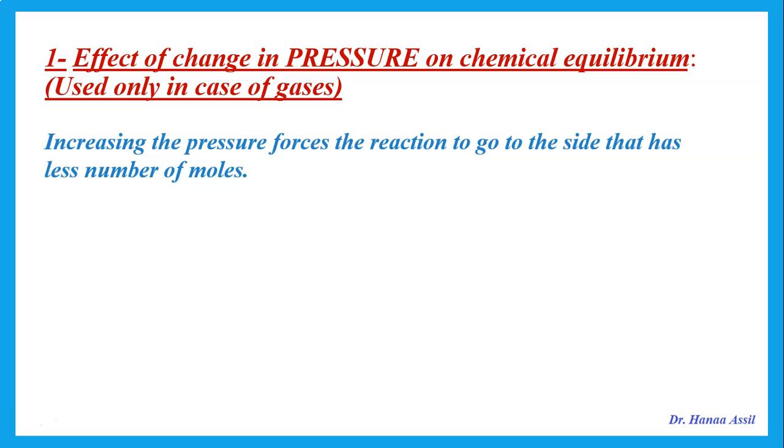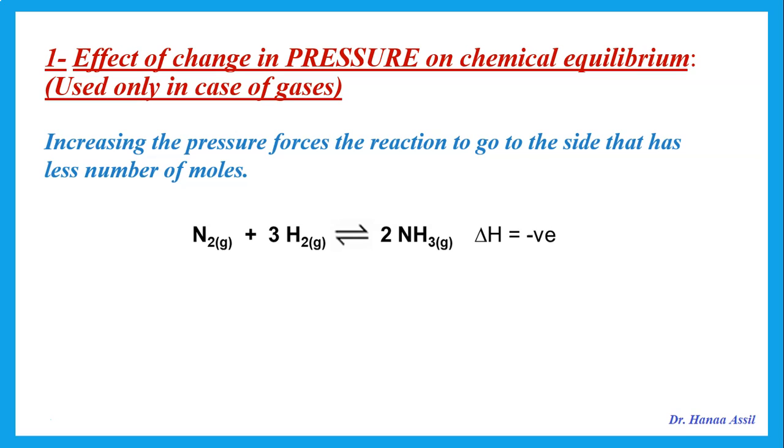So one of the factors that we can change is pressure. And we said pressure, we can use it only in case of gases. And you have to know that increasing pressure on a reversible reaction forces the reaction to go to the side that has less number of moles. What do we mean by less number of moles? Remember that we said the balancing of an equation is actually the ratio of moles.